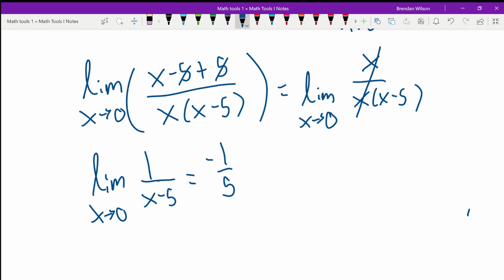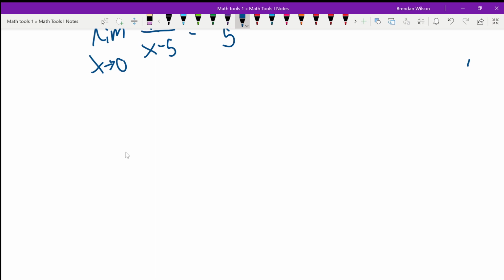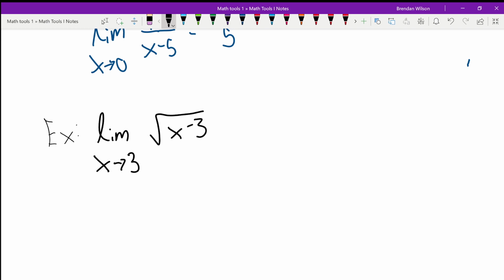Okay, so now let's look at some other examples here. Okay, so let's look at the limit as x approaches 3 of the square root of x minus 3. Okay. So here, we want to really think about the function here. So we might be tempted to just go ahead and do direct substitution. And then we're going to get 0, which is a perfectly fine output.